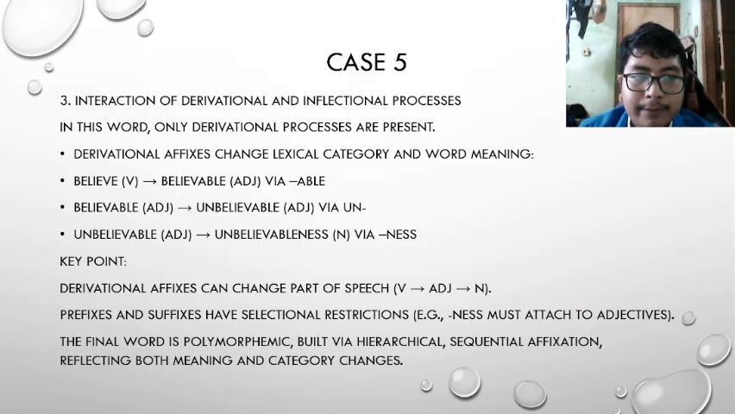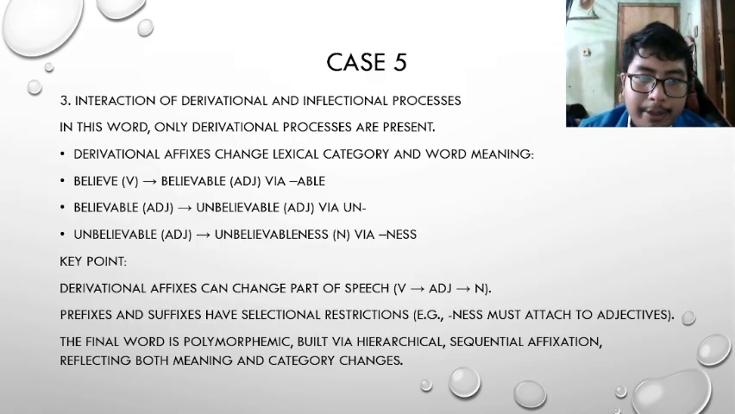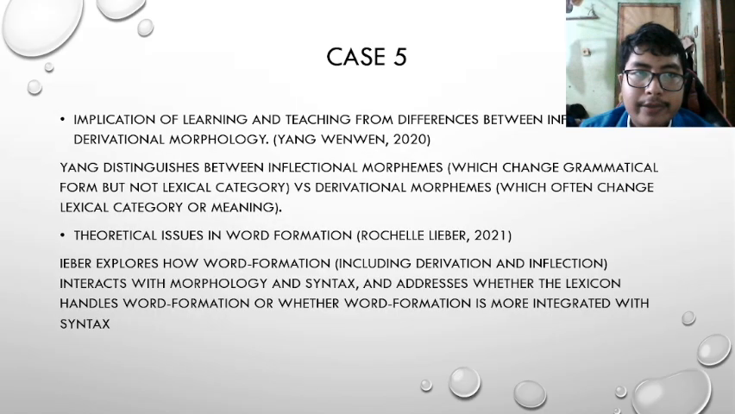Prefixes and suffixes have selectional restrictions. For example, ness must attach to an adjective. The final word is polymorphemic, built via hierarchical, sequential affixation, reflecting both meaning and category change.